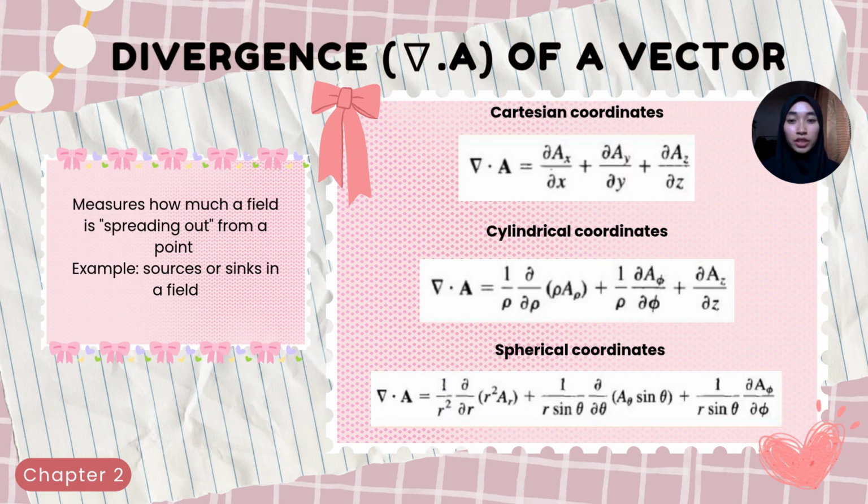Next is divergence, written as del dot A. Unlike the gradient, divergence takes a vector field and turns it into a scalar. It measures how much a field is spreading out or converging at a specific point. Think of it as mapping out the sources or sinks in a fluid flow or an electric field. The formulas vary significantly across Cartesian, cylindrical, and spherical boundaries.